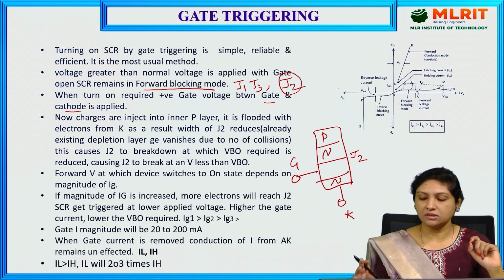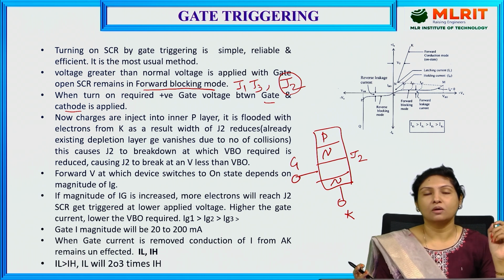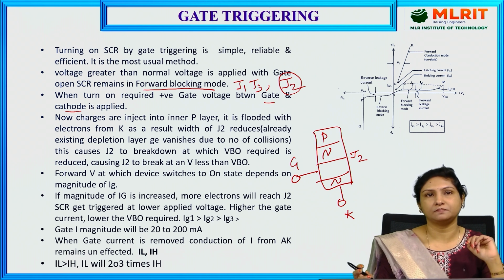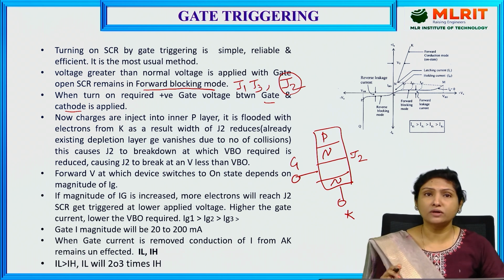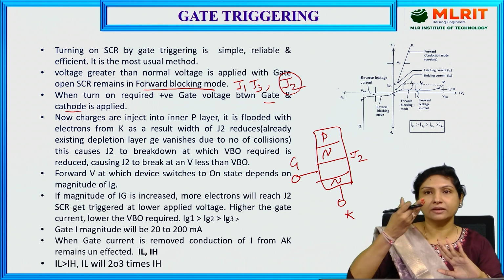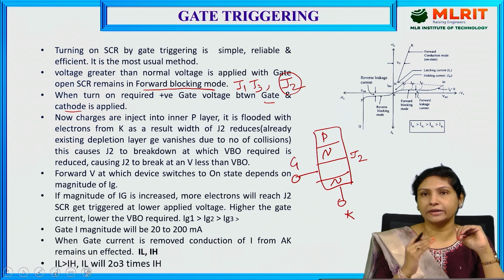So this causes J2 to break down, at which VBO, that is the forward breakover voltage required, is reduced, causing J2 to break at a voltage less than the forward breakover voltage. Now, the forward voltage at which the device switches to the on state depends upon the magnitude of the gate current.